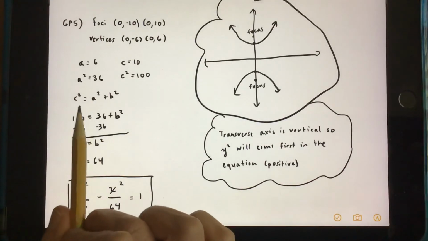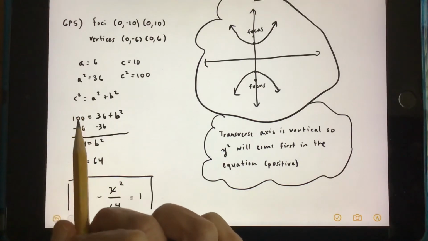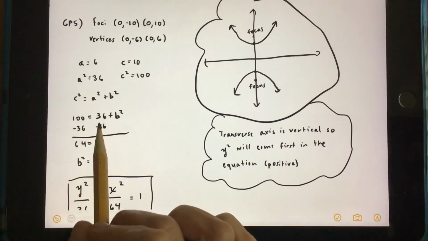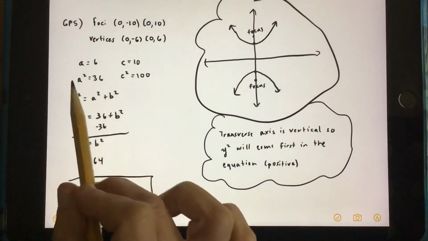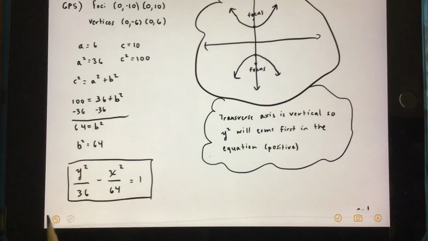Using the relationship c squared equals a squared plus b squared, we're going to find our b squared. Plug in 100 for c squared, plug in 36 for a squared. That comes right from up here. And then we're going to solve that equation for b squared. Subtracting 36 on both sides gives us b squared is equal to 64. Okay, we're ready to write the equation.